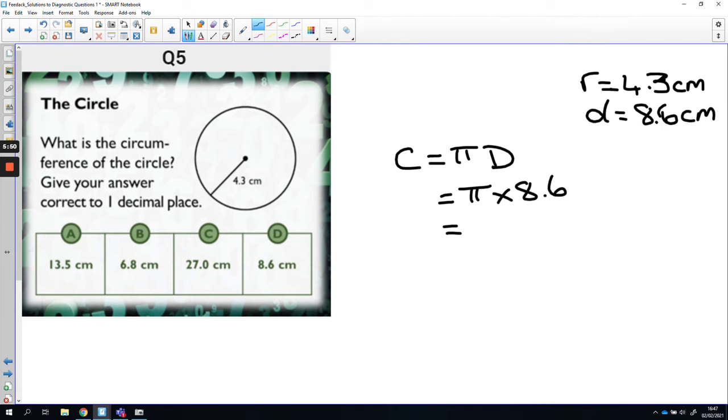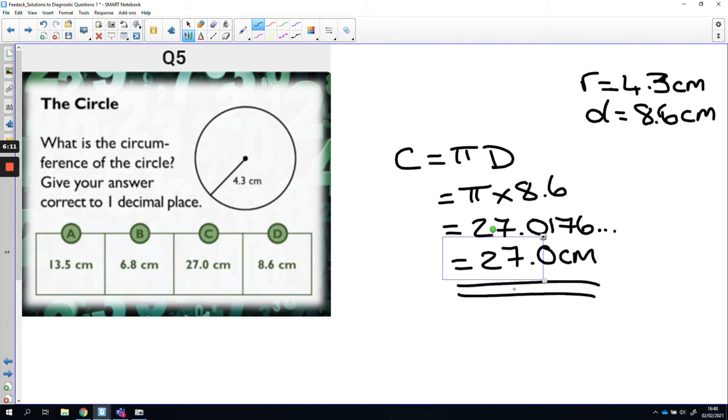Press the S to D button to bring it up as a decimal, and you get 27.0176, blah, blah, blah. We can see from the answers they're all rounded to 1 decimal place, so I would get 27.0 to 1 decimal place. So our answer would be C.